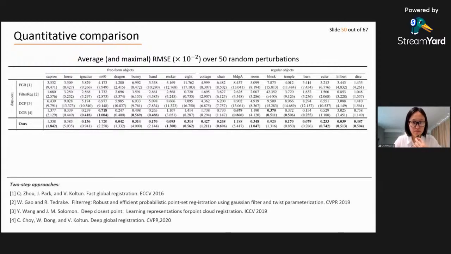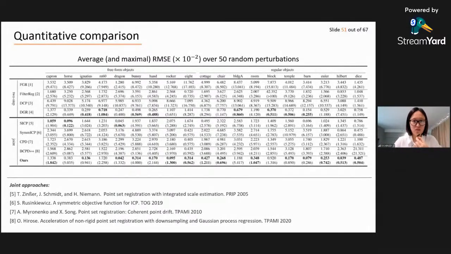Traditional feature-based global approach like FGR and probabilistic local approach like FilterReg do not perform very well on this dataset. DCP is a point-based learning method. It fails because of its limited capacity on the number of points that it can possibly process. In contrast, the volumetric-based learning method, DGR, achieves better results among them.